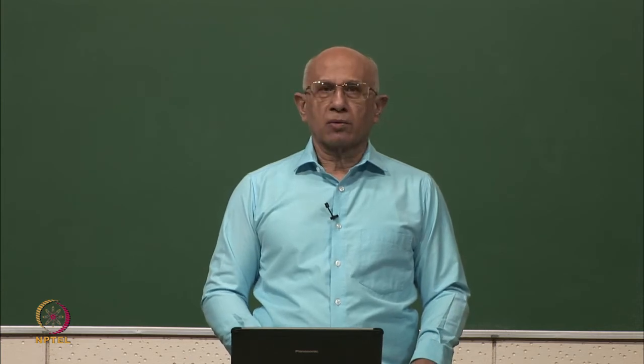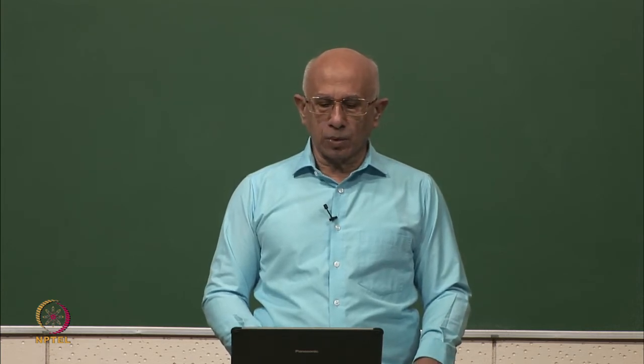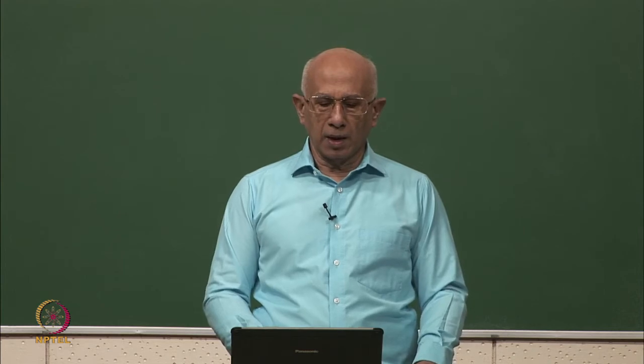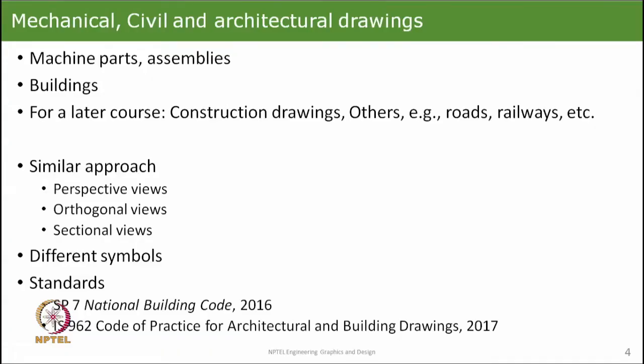The approach in civil and architectural drawings is very similar to that in mechanical drawings, in that we have perspectives, orthogonal and sectional views. Civil and architectural drawings use a very large variety of different types of symbols, as we shall see later on in the course.